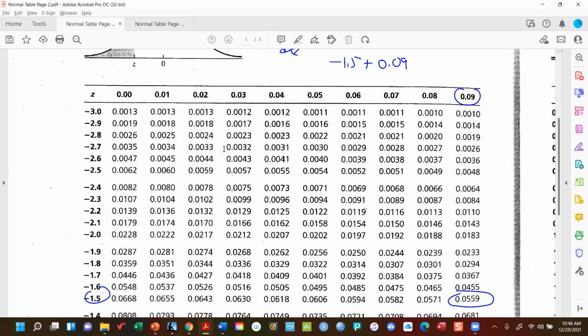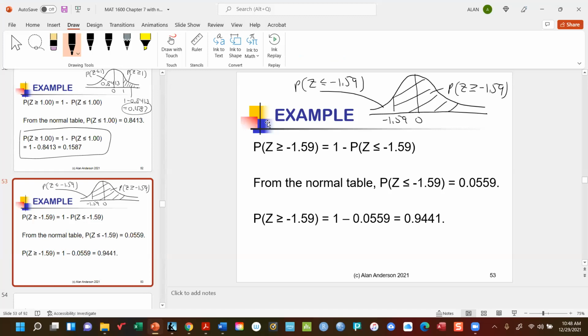By the way, I just want to point out that I don't know if they're being consistent here. These technically should be negatives, but it's understood, I guess, that these are all negatives. I'm not quite sure why they do that. But anyway, 0.0559, I find it a little annoying. But 0.0559, we can come back here now.